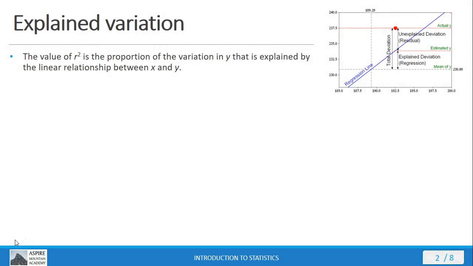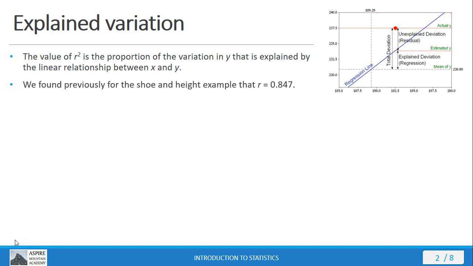So if we take that linear correlation coefficient r that we've seen in the previous mini lectures and we square it, then we get what's called explained variation, which is the proportion of the variation of y explained by the linear relationship between x and y.